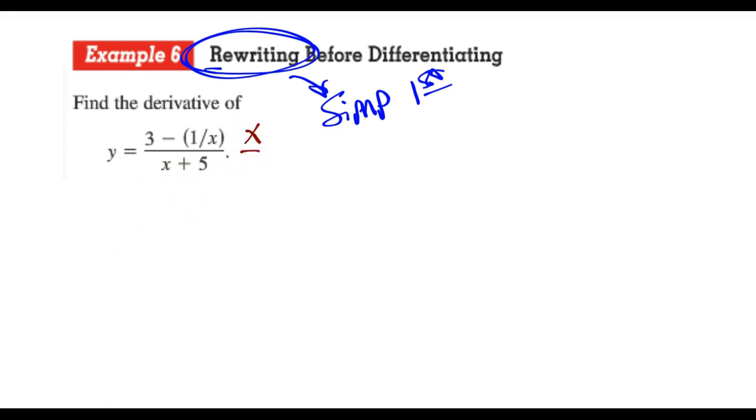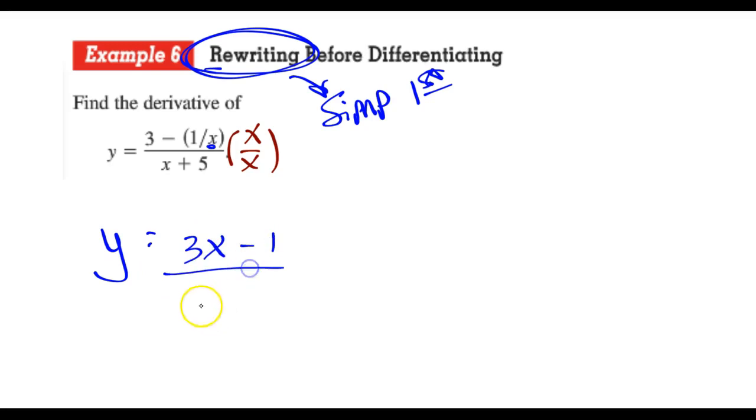And to simplify this thing, I think we can just multiply. This is called a compound fraction, a fraction within a fraction. And to get rid of that, you can just multiply top and bottom by this denominator. So look at this. The new function, this is not the derivative. The new function is just 3x minus 1 over x squared plus 5x.